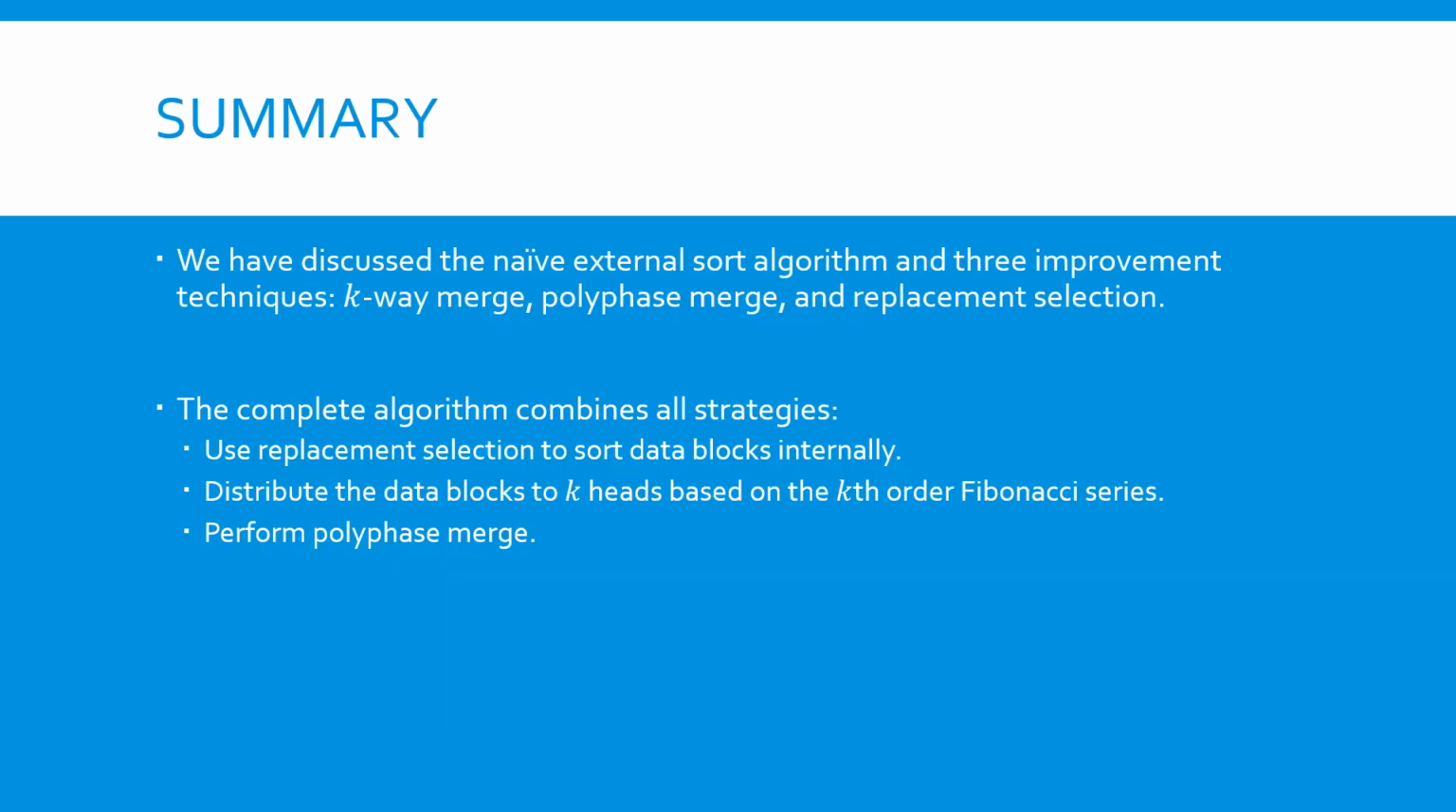In summary, we have finished presenting external sorting. We have presented the naive algorithm developed based on merge sort, and 3 implementation tricks including multi-way merge, polyphase merge, and replacement selection. Note that all these 3 strategies can be combined into the same algorithmic framework. Specifically, we first use replacement selection to sort the data elements internally. Then, we distribute the data blocks to k external arrays based on the kth order Fibonacci series to facilitate polyphase merge.